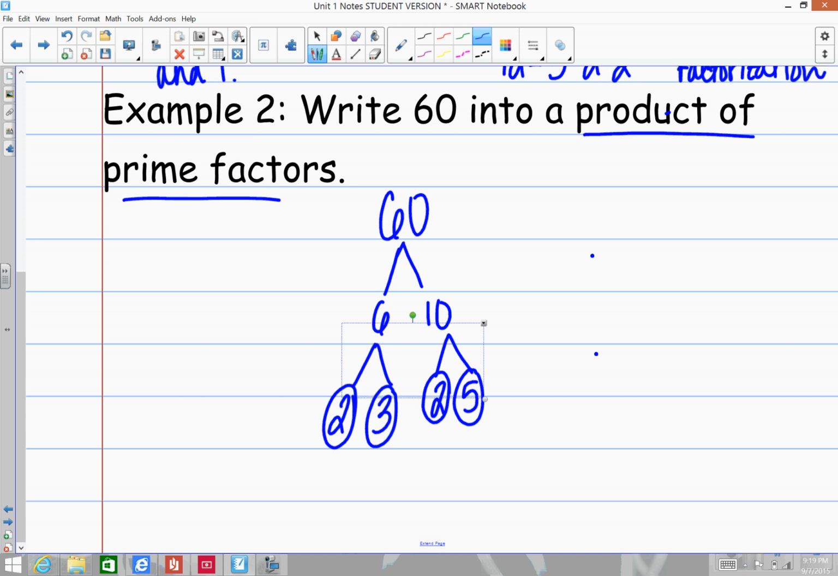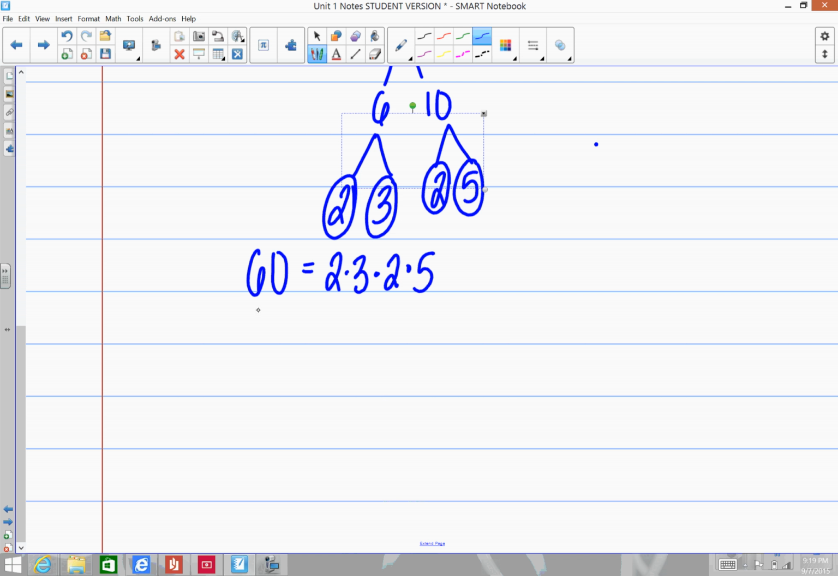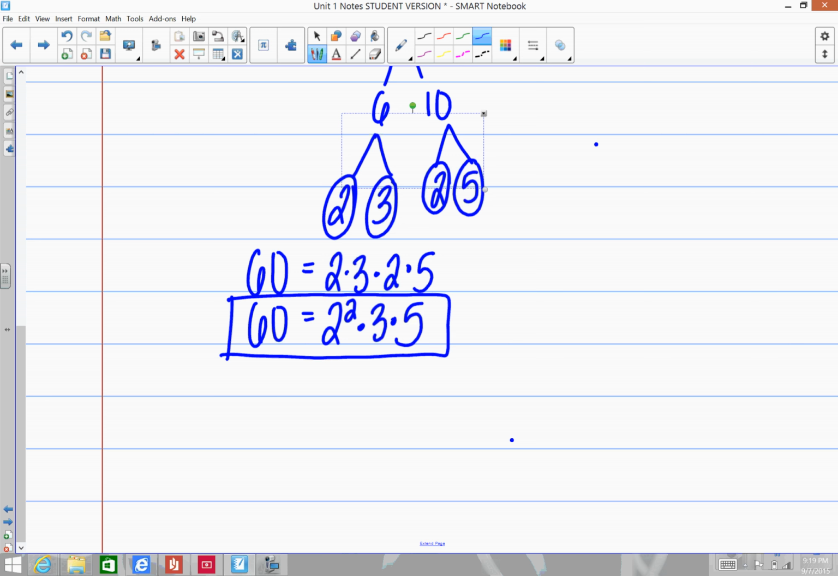So now if I want to write 60 as a product of its prime factors, I basically just multiply these out. So 2 times 3 times 2 times 5 would actually give me 60, because this gets me 6, this gets me 10. 6 times 10 is 60. Now to clean this up a little bit, anything that's the same, instead of just writing 2 times 2, we can write it with an exponent. So instead of 2 times 2, I'm going to write it as 2 squared times 3 times 5. So this is actually how I want to represent 60 as a product of its prime factors.